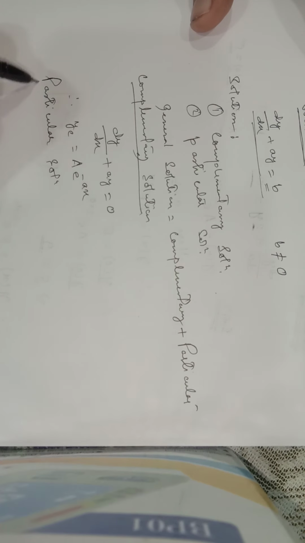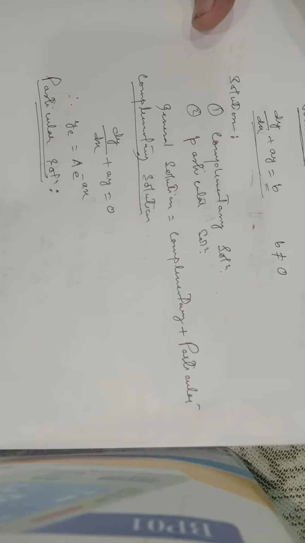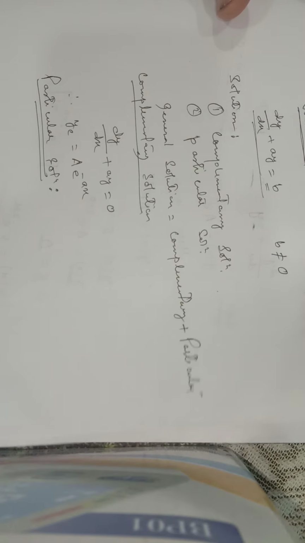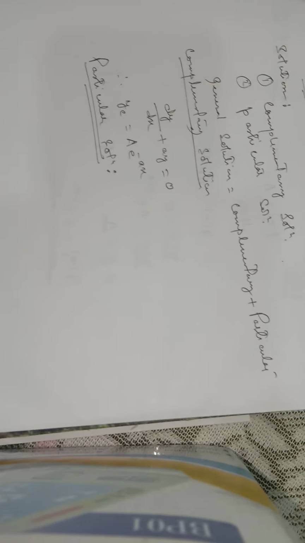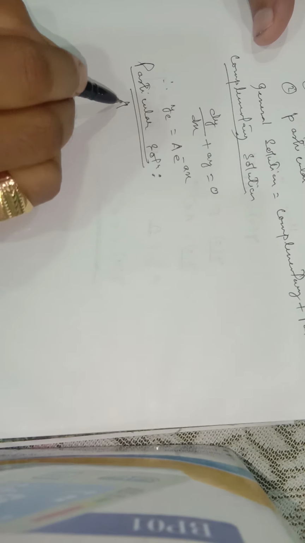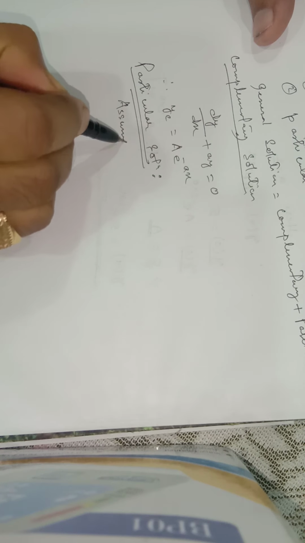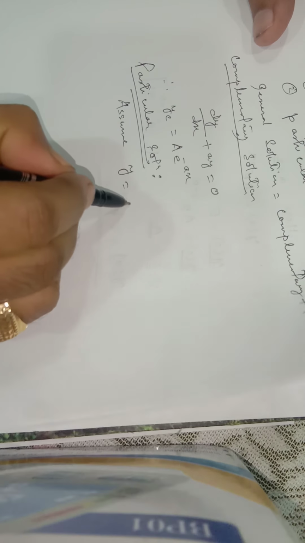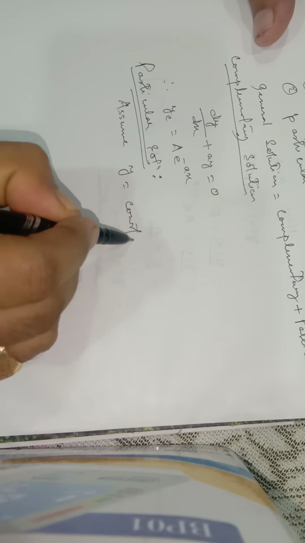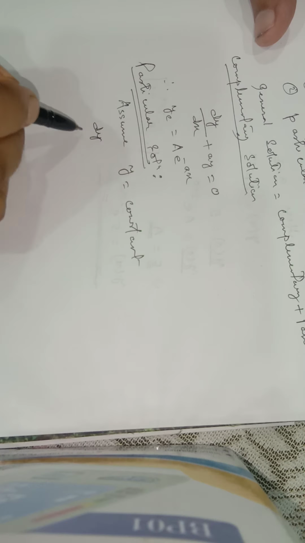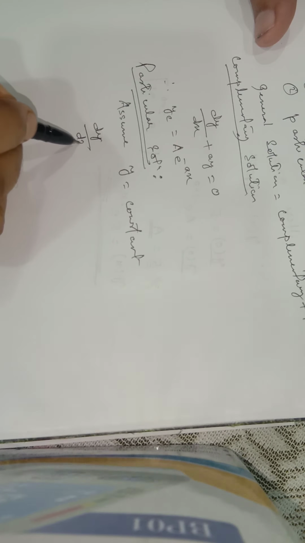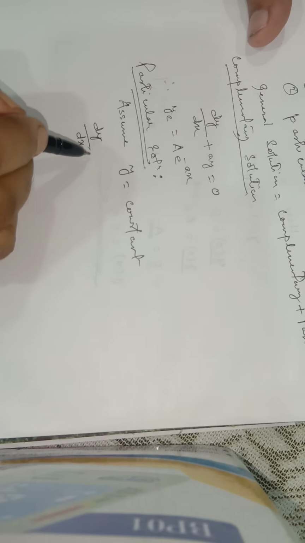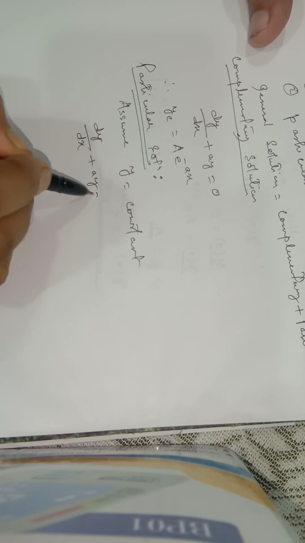In case of a particular solution, let us assume that y is a constant value. So in the particular solution we assume y is equal to a constant. If we take y as a constant, then dy by dx becomes 0. So dy by dx plus ay is equal to b.